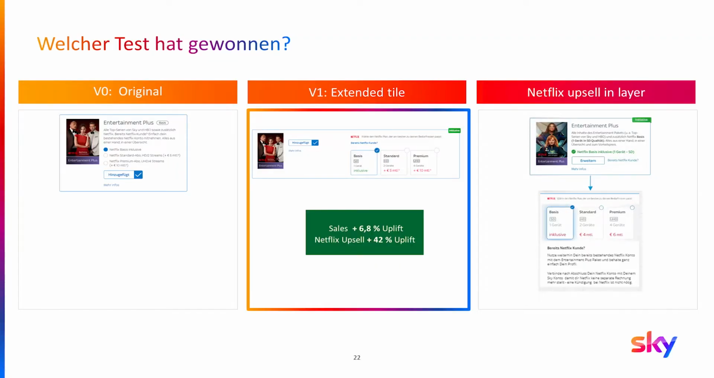So this one basically generated also an overall sales uplift, but this was not the main target of the test. So we tracked these KPIs, and we just wanted to make sure that we don't have a negative impact. In this case, we also had a positive impact, which is really great. But the main purpose of the test was the second KPI, the Netflix upsells. And with this version, we managed really to get a 42% uplift of Netflix upsells, which is really a great result.